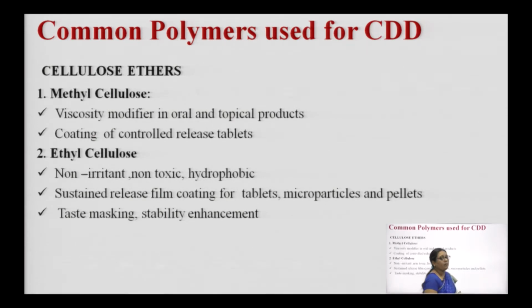Then another common polymer of this category is ethyl cellulose. Ethyl cellulose, because of its non-irritancy, non-toxicity and hydrophobicity, is very useful. It is useful in making sustained release film coating products. It is applied in making microparticles as well as pellets, and since it is insoluble in water, it is very useful in taste masking and stability enhancement because of its concealment properties, because of its imperviousness to water.